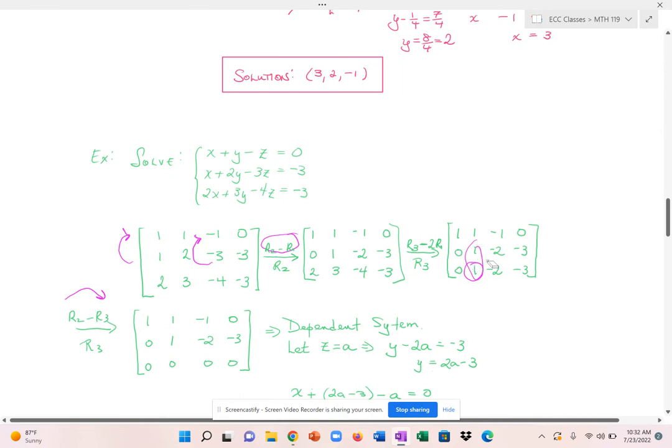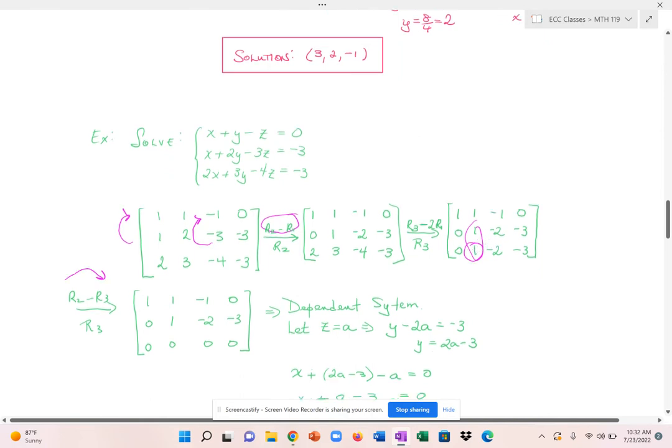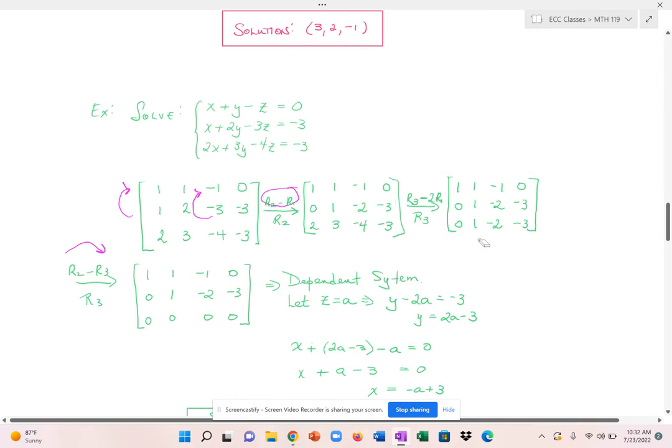So when I do row 2 minus row 3 to get a new row 3, I copy down row 1 and 2 right in here. And my new row 3, well, interestingly, everything's going to cancel out. So I end up with all zeros in that last row. And when you get something strange like that, that's going to mean that you have a dependent system. And a dependent system means that you have infinitely many solutions.